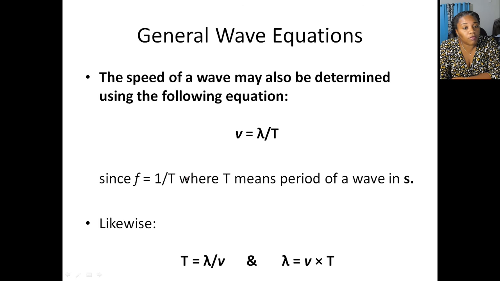The speed of a wave may also be determined using the following equation, where you have lambda divided by period. Since f is equal to 1 over T, where T means period of a wave in seconds, likewise T will be equal to lambda divided by speed, or lambda is equal to velocity times period. Now all of this, you're only going to get acquainted with once you start doing questions.